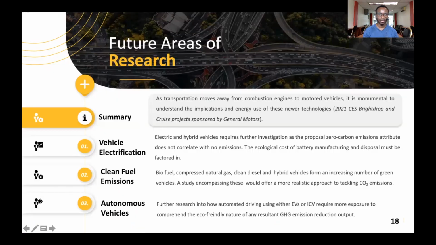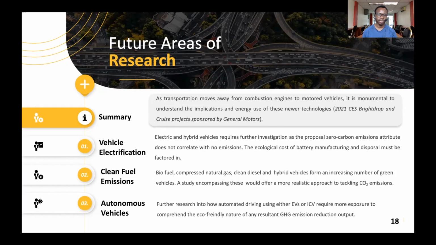Future areas of research: we have an understanding that vehicles are being moved from combustion engines to being motorized. Okay, and we have the recent CES 2021 with the General Motors project with BrightDrop, as well as Cruise projects for both commercial and personal autonomous electric vehicle mobility, going towards a smart city environment. Okay, electrification is one of the future areas of research in terms of understanding carbon emissions.